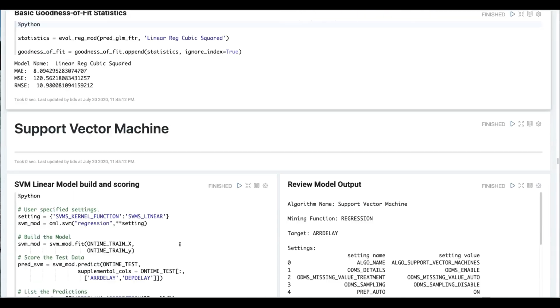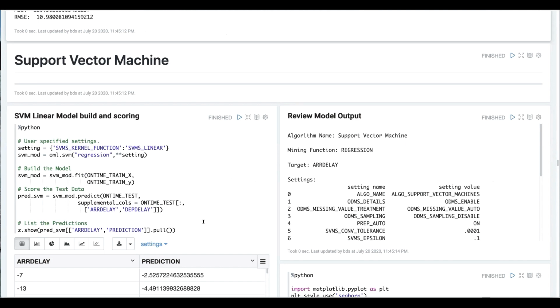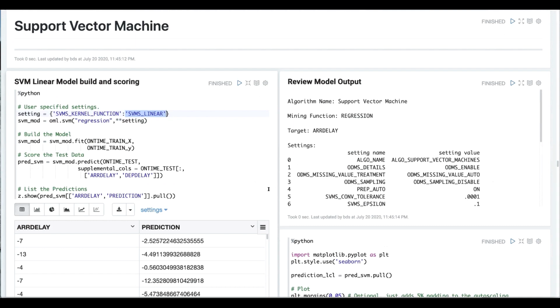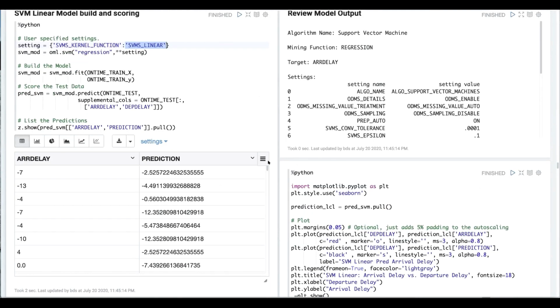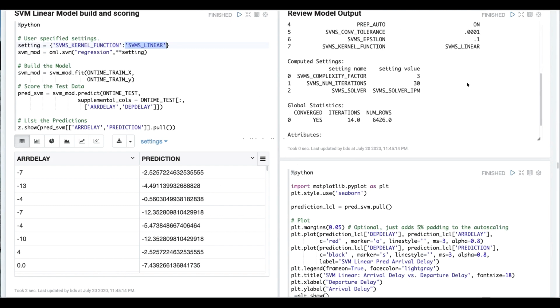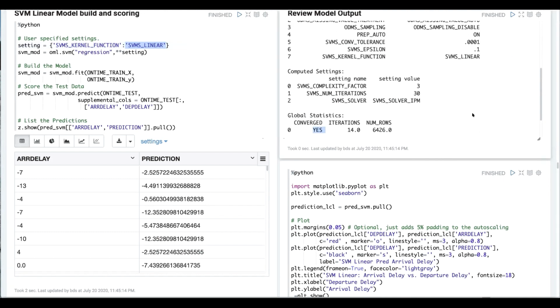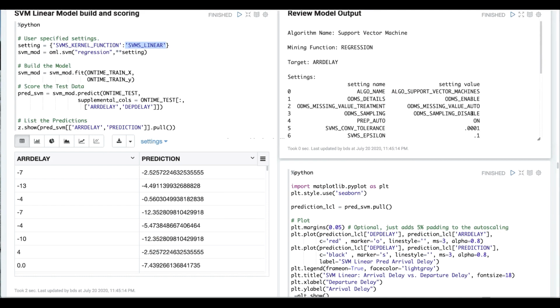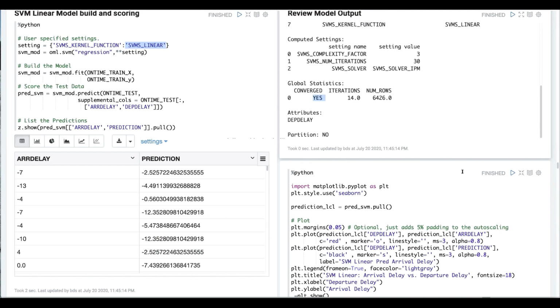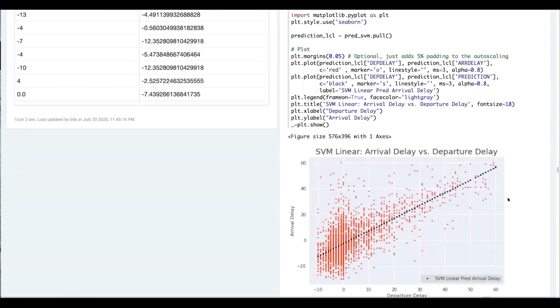Now we switch to support vector machine, and in the support vector machines, again, same thing. We have SVM regression. I'm going to start with the linear kernel, and in this case, we got our prediction. We have the information about the model out here. Usually that's only really telling you whether it converged or not, but it's not going to tell you a lot more in detail on the algorithm or the model. But basically, this is the output.